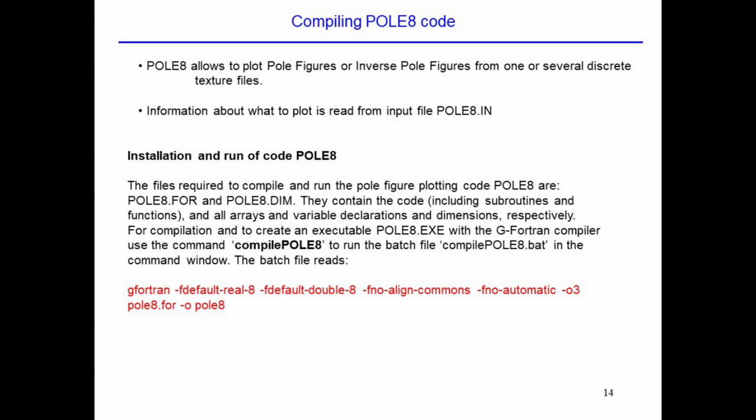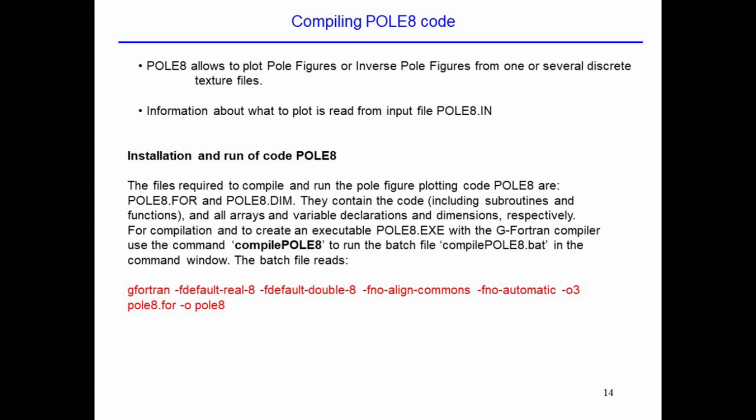Okay, so the code is called Pol8, and 8 comes because it's version 8 of the code. It allows you to plot pole figures or inverse pole figures from one or several discrete texture files. The main file there is pol8.in, and in that file you are going to be given the information that is needed, with the parameters for the plot. The files required to compile and run the code are pol8.f and pol8.dim. Those are in the package that we distributed.